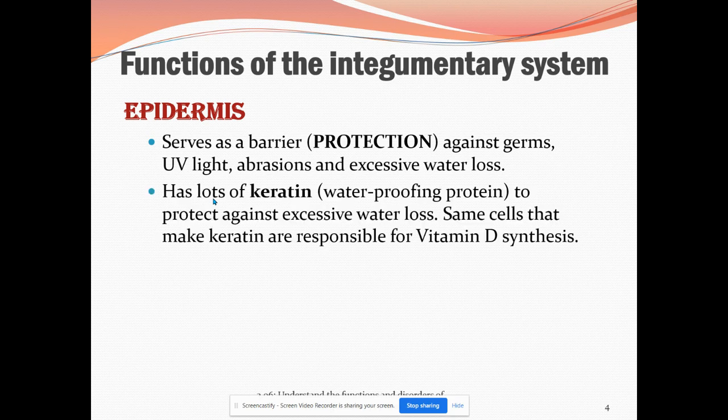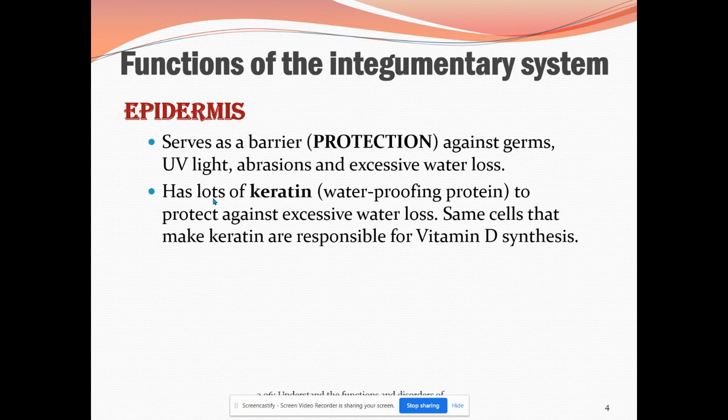It has keratin in it. So you may have heard of keratin before. Keratin is a type of protein that is waterproof. That's what makes your skin water resistant. And now it's not necessarily waterproof. If you put your hand in a bucket of water, eventually it will soak in some of that water, and that's why you get all wrinkly and stuff.